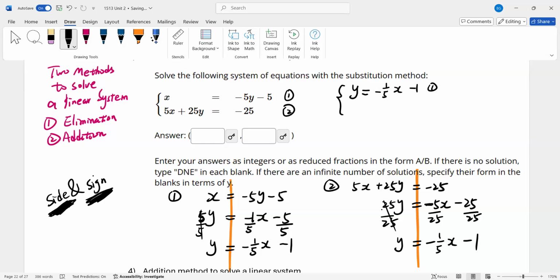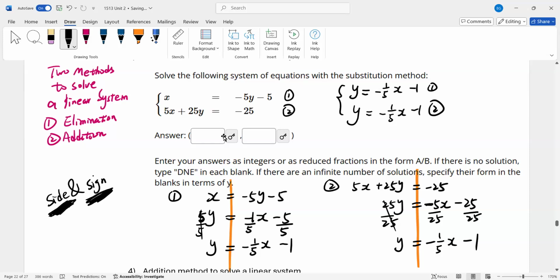Hold on, look at this here. So the second equation, y equals -1/5x minus 1. What happened? Those two equations in the system are identical. They do look different in the original form, right?